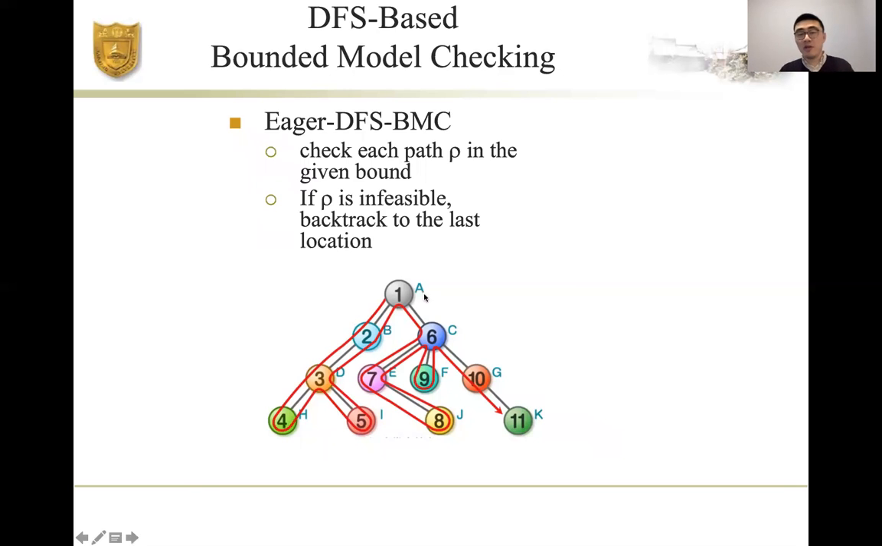For example, here we start from location 1, and we check whether 1 is good or not. If it stays good, then we keep moving on to 2. And we check 1, 2, whether it's good or not. If it's still good, we go to 3. If it's not, we backtrack, something like that. It's a very classical DFS.